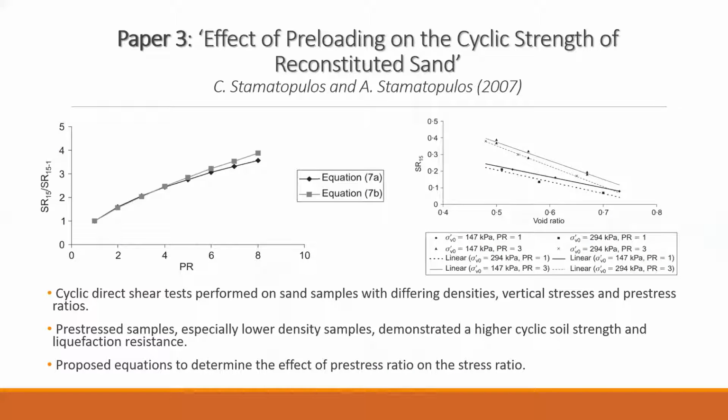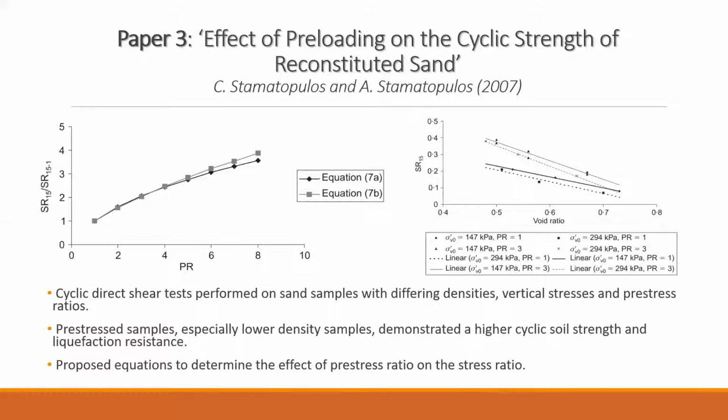Stamopoulos conducted research into the effect on cyclic soil strength under the application of various levels of pre-stress. From their research, it was found that the pre-stress increased the strength of the soil, especially in samples with lower densities. In summary, they found this improvement in cyclic shear strength is due to pre-stress causing an increase in density and horizontal stresses, whilst changing the soil fabric so that the particle contact area has increased.